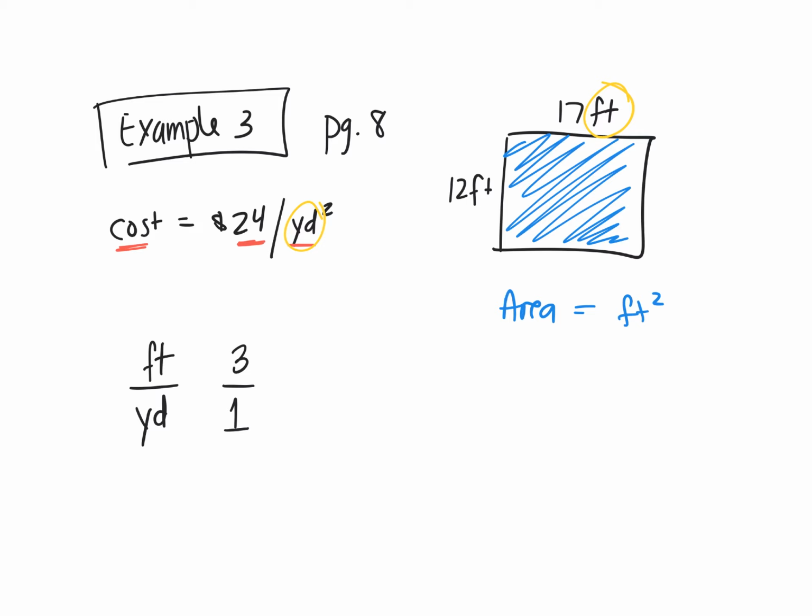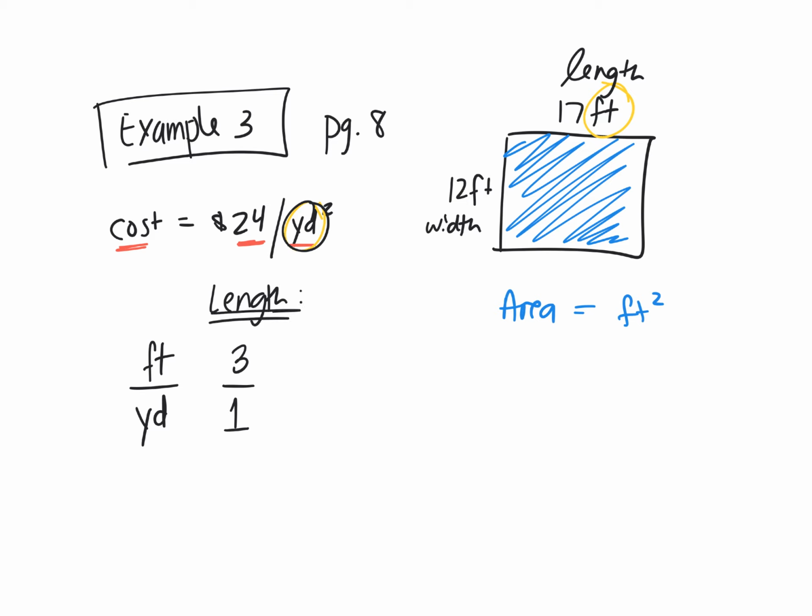One way we can do this is we can convert each measurement. We have our length and we have our width. The cost is in yards, so I'm going to figure out the area in yards. That way I can figure out how much it's going to cost me. So which one do you want to convert first, the length or the width? Length.